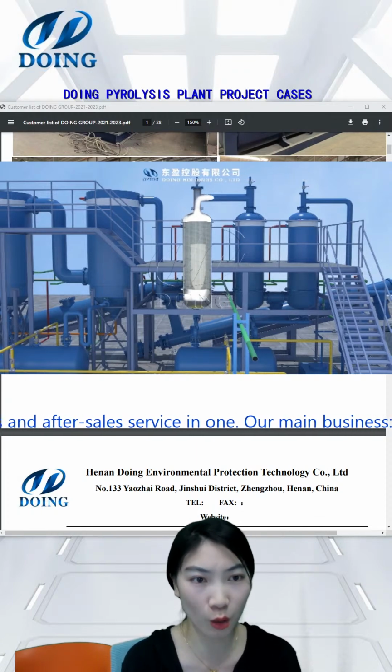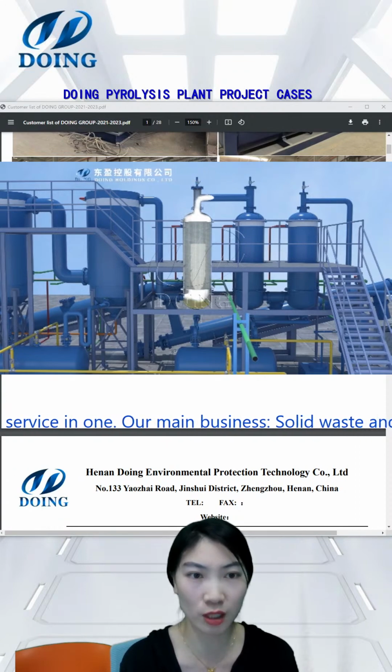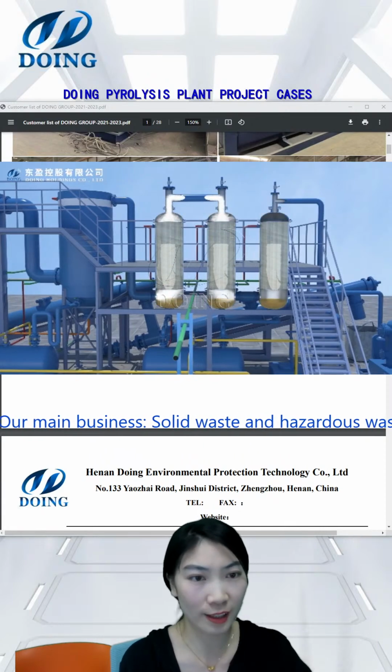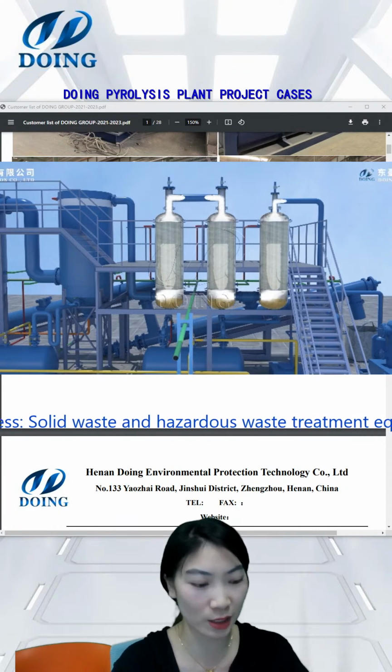And this is the oil condensers. The oil gas, after flowing into the buffer tank, will flow into the condensers. So the condensers will condense all oil gas into liquid oil.